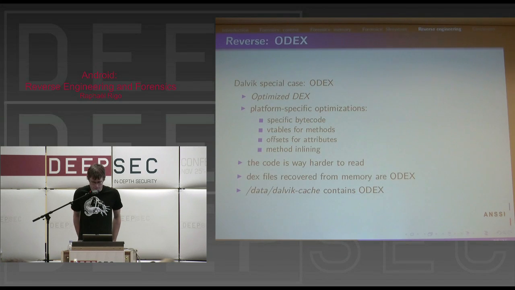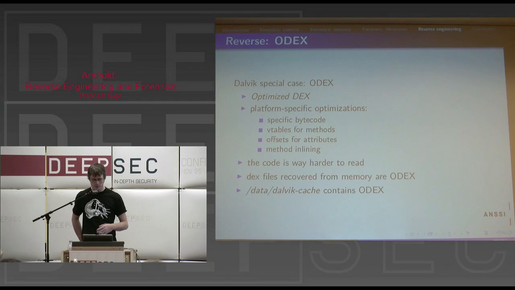There is another thing that you can encounter. It's ODEX, optimized DEX. DEX files are really generic and not really good for performance. So when you're installing an application on an Android phone, it will take out the classes.dex file, optimize it, and store it in the Dalvik cache folder. It applies platform-specific optimization, like using specific bytecodes, vtables for methods, offsets for attributes, and method inlining for small functions. So the code is way harder to read.